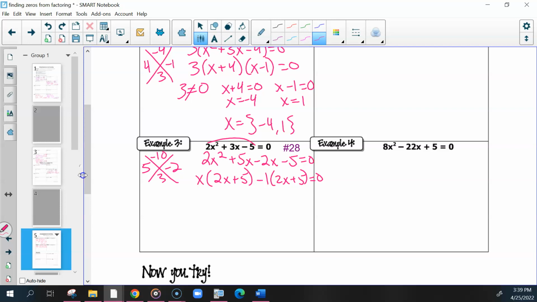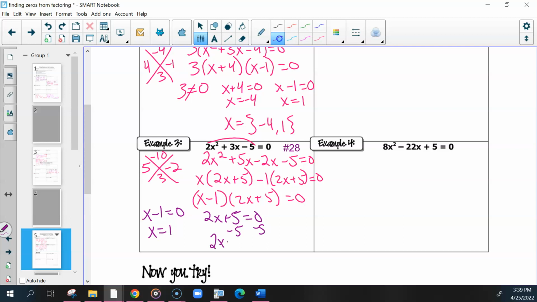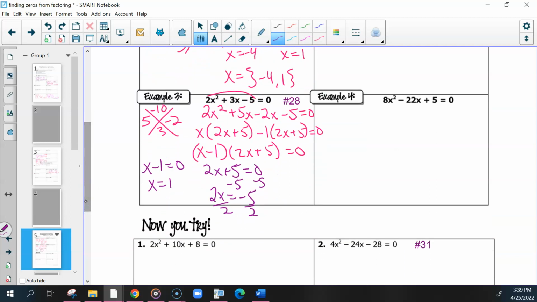Still set it equal to 0. Rewrite your factors. And then from there, you can set each factor equal to 0 and solve. So for this one, I'm going to actually solve it by subtracting 5 and dividing by 2. Anytime you have a number in front of x, you're going to end up with a fraction for this. So our solutions would be at -5½ or -2.5 and 1.